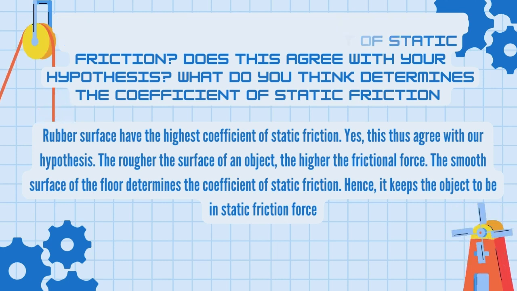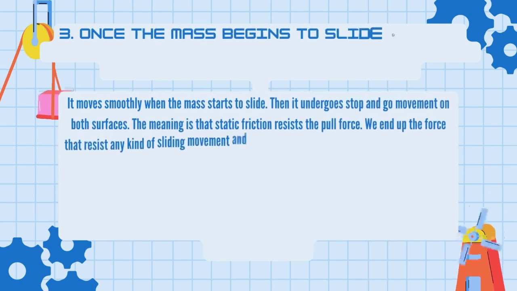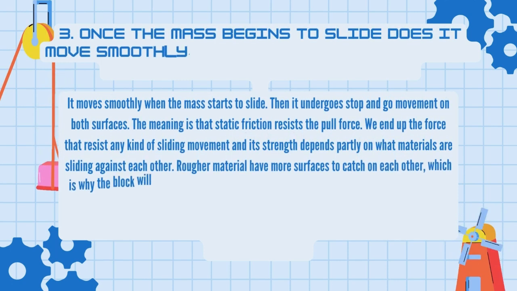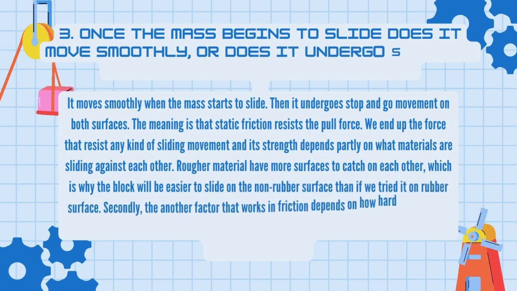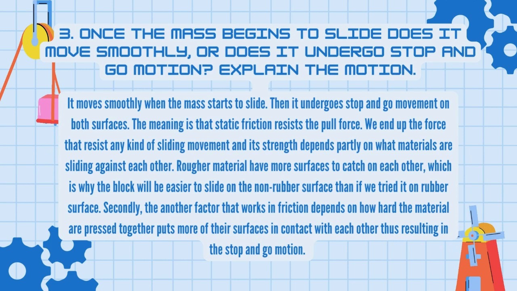friction force. The third question is, once the mass begins to slide, does it move smoothly or does it undergo stop and go motion? Explain the motion. It moves smoothly when the mass starts to slide. Then it undergoes stop and go movement on both surfaces. The meaning is that static friction resists the pull force. We end up with a force that resists any kind of sliding movement, and its strength depends partly on what materials are sliding against each other.